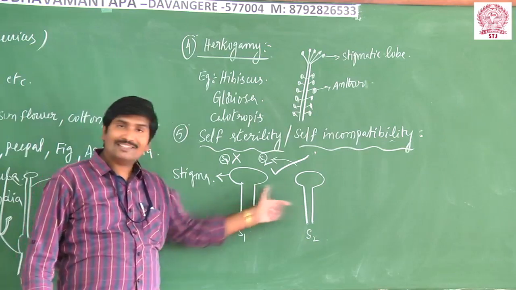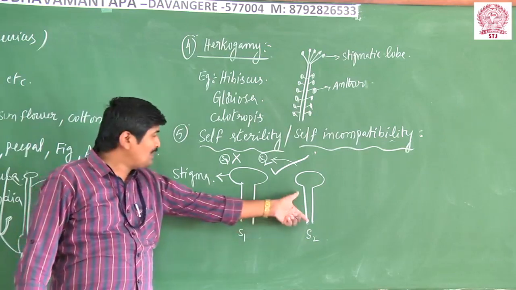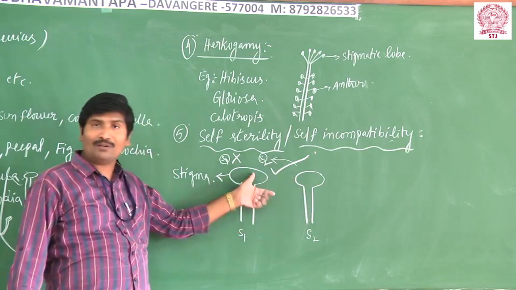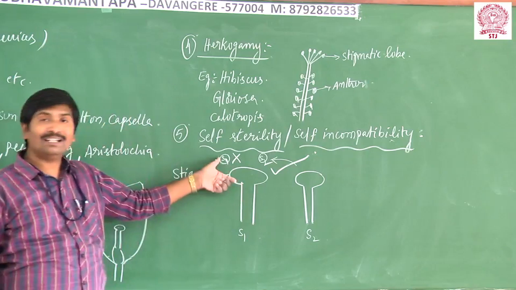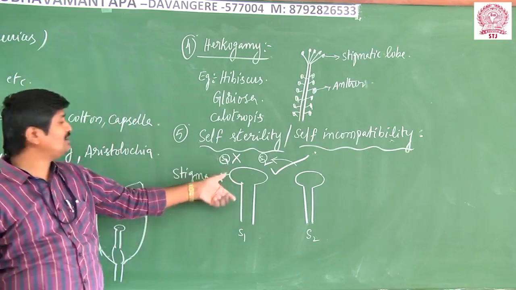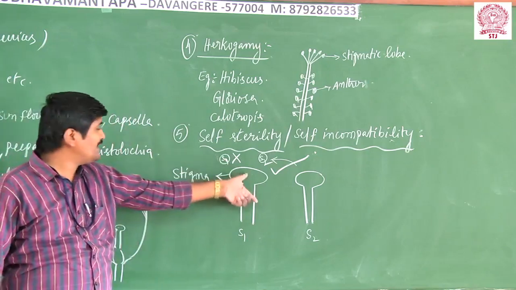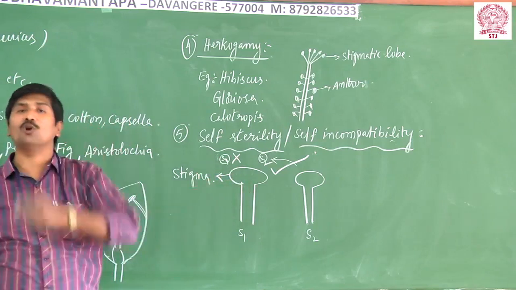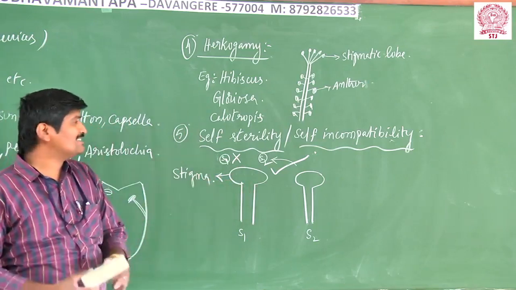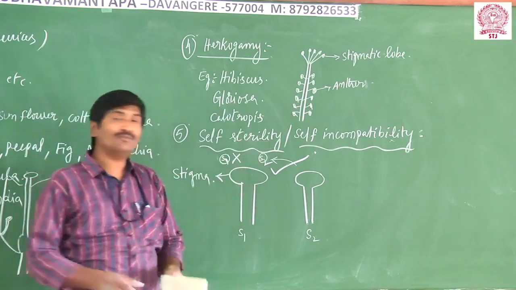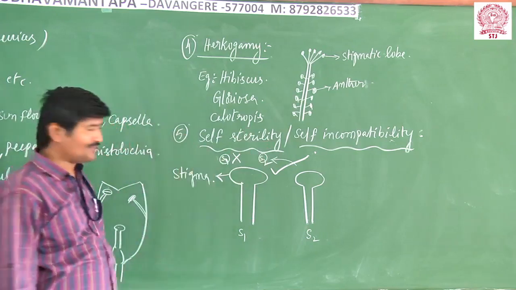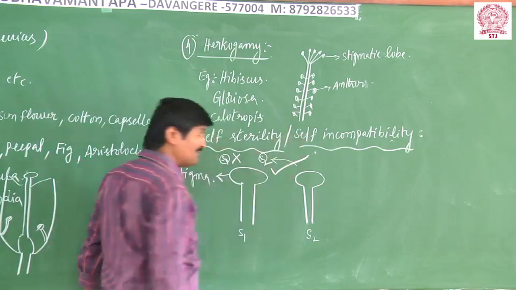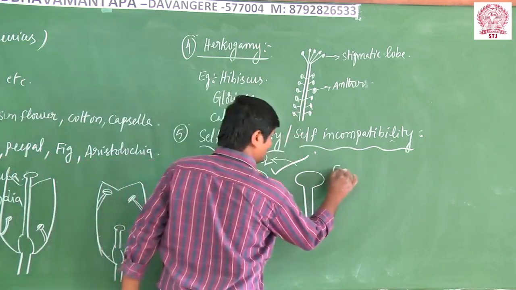Both belong to the same species. When the pollen grain comes from another flower of the same species, it germinates. When the pollen grain came from the same flower, that pollen grain cannot germinate on the stigmatic lobe. So that is known as self-sterility or self-incompatibility. What are the examples for self-sterility or self-incompatibility?